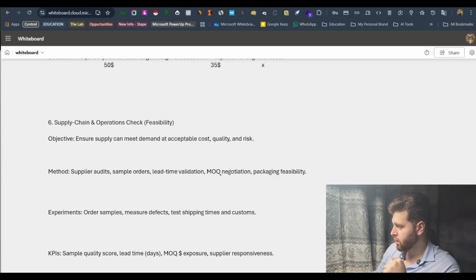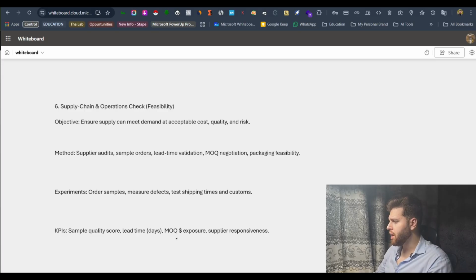The packaging is very important. People are triggered by appearance 100 times more than the product itself. So for experiments, you can order samples, measure defects, and test shipping times and customs. It would be very good. The KPIs you're looking for here are the sample quality score, lead times in days, minimum order quantity exposure, and supplier responsiveness. This is very huge, it's very, very important.